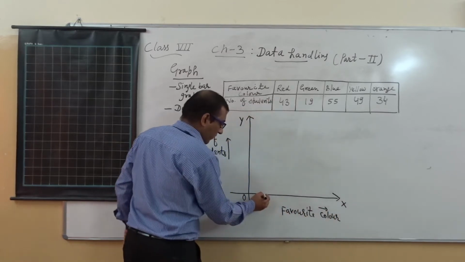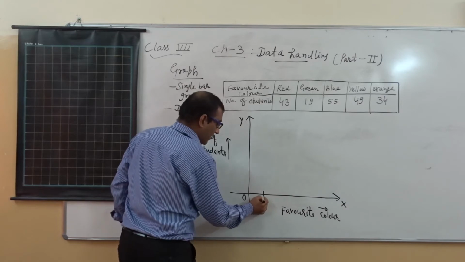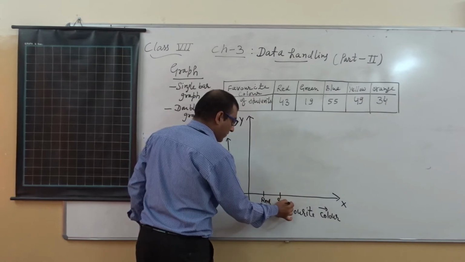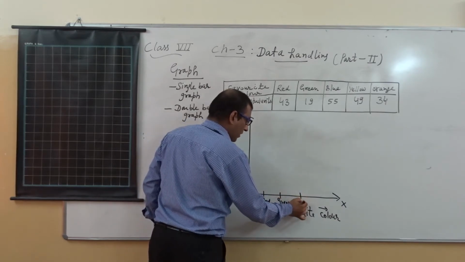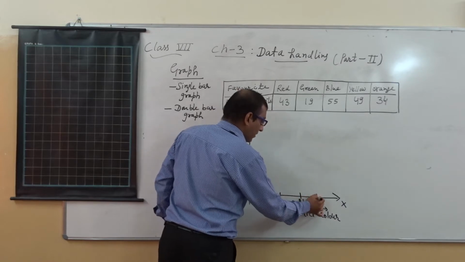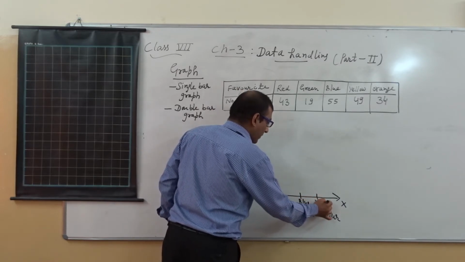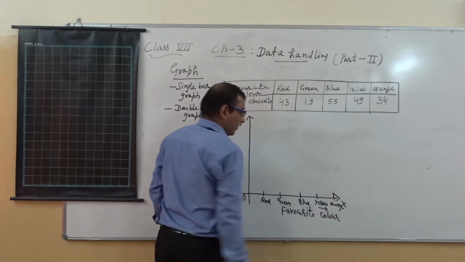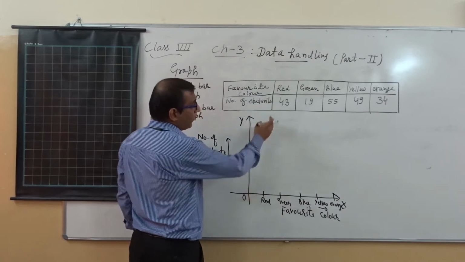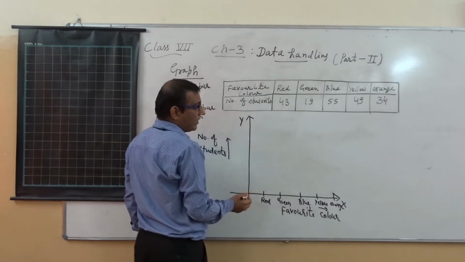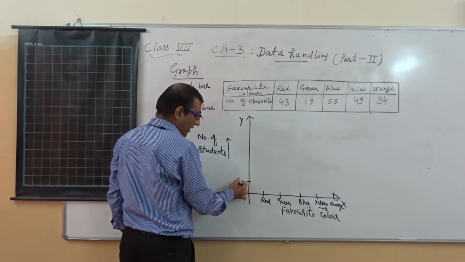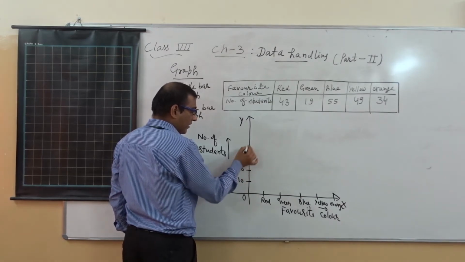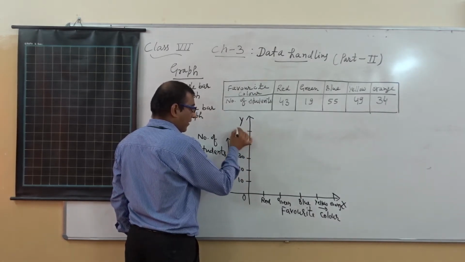Right. So if this is related with red color, then green will come, then blue will come, then yellow will come, and at last we can say it is related with orange color. Here, if we see the numbers 43, 49, 55, 49, 34, we will take an interval of 10, then 20, then 30, then 40, and then 50.